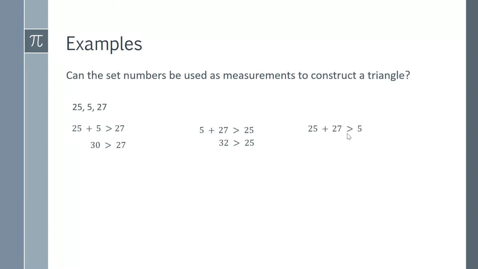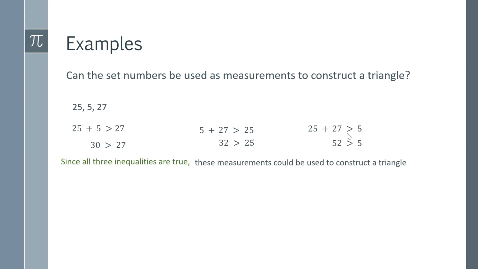Well, we already knew this one was going to be true because 25 is already bigger than 5. But that is a true statement. So since all three inequalities are true, and we need to check all three in your work, show all three, then the measurements could be used to construct a triangle.